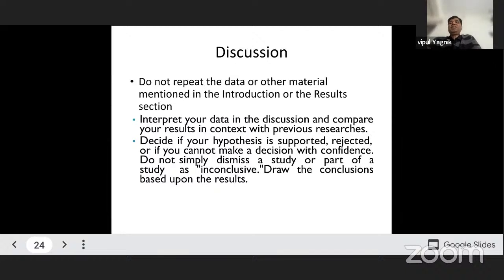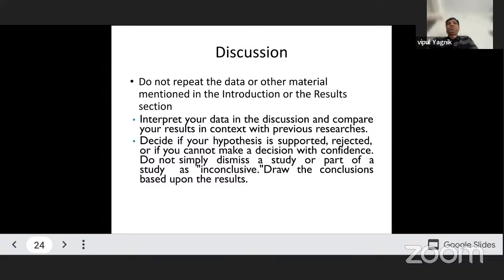Decide if your hypothesis is supported, rejected, or if you can't make a decision with confidence. Whatever hypothesis you decided in the introduction, whether your study fulfills it, meaning you are right in your judgment or wrong in your judgment, you have to make that very clear. Do not simply dismiss a study or part of a study as inconclusive. Please draw some conclusion based upon your result.